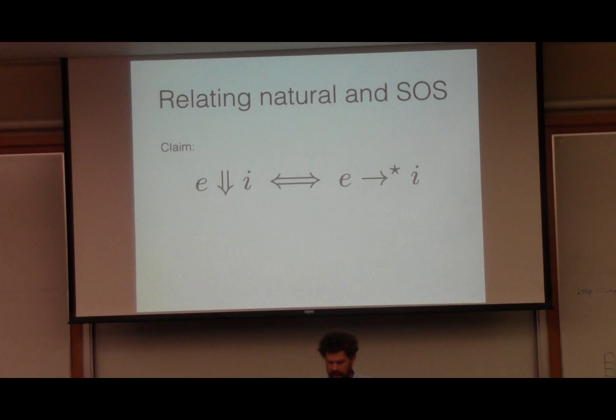Okay. And now we can see that there should be a correspondence between the first semantics that we saw and this reduction semantics, or this small step operational semantics, where there may be many paths going from E to the final result I, but it should always be consistent going in both directions with that first semantics that we saw.